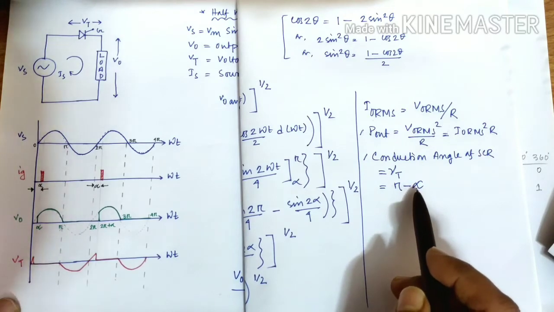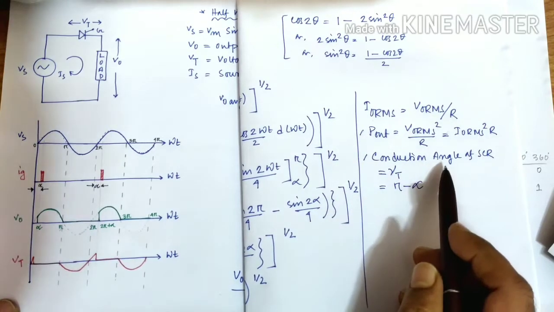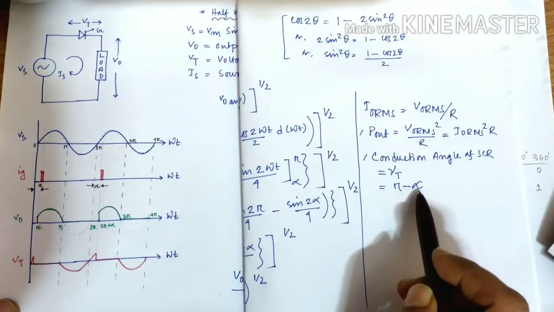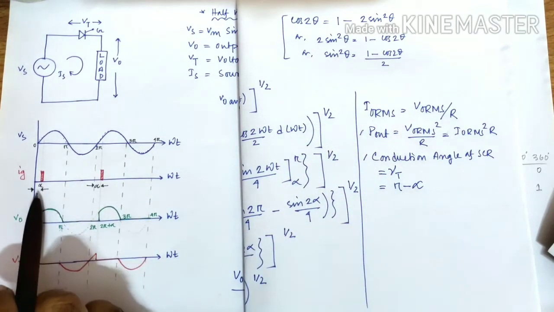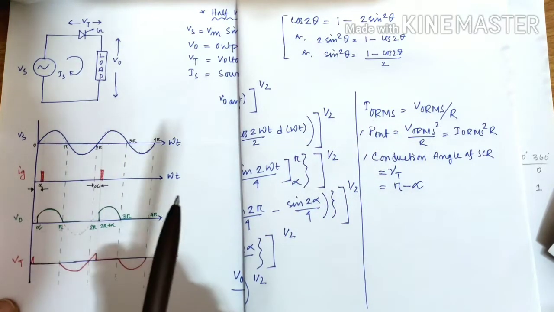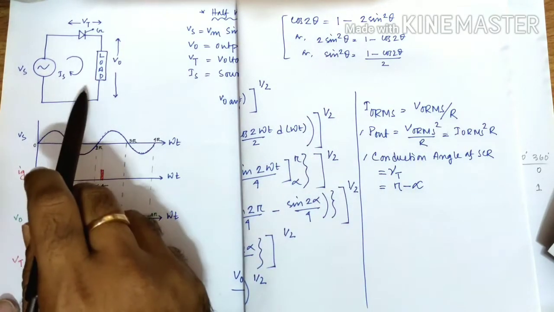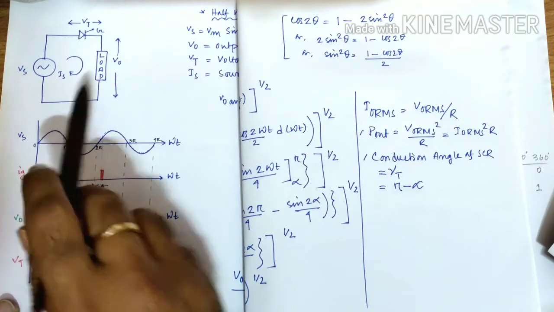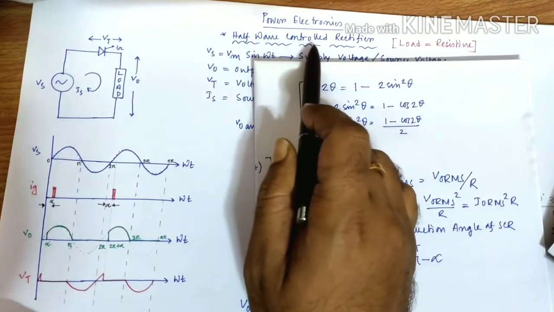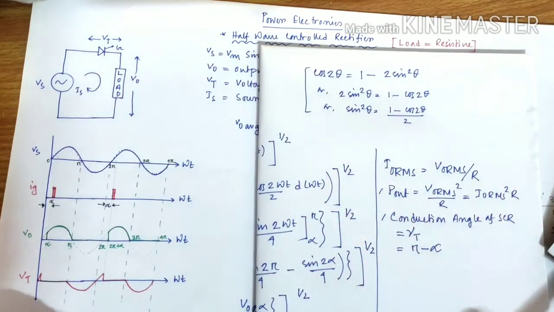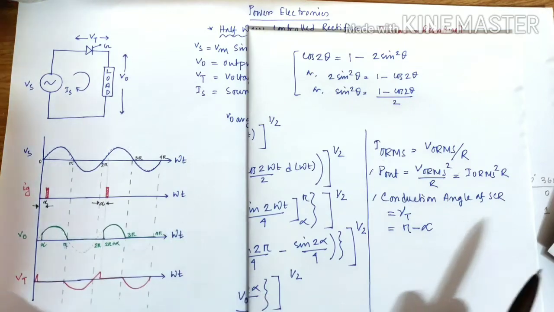That means conduction angle is 150 degree. If alpha increases to 60 degree, then conduction angle becomes 180 minus 60, that is 120 degree. So in this way, by varying the value of alpha, that means by varying the firing angle, we can control the output of this circuit. That is why the name is called controlled rectifier. We have certain amount of controllability over the value of the output that we are getting from the circuit.